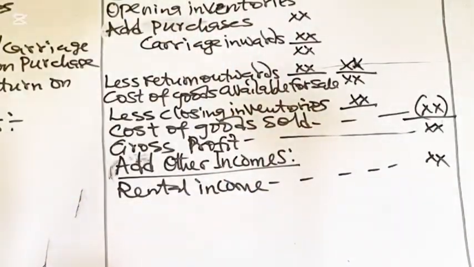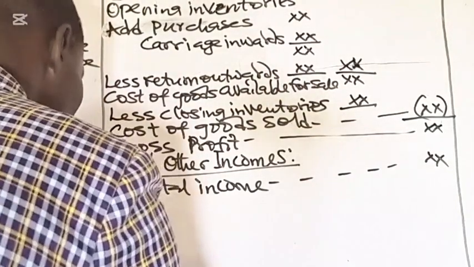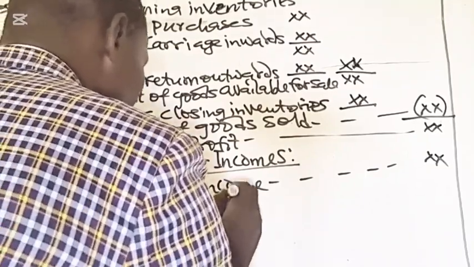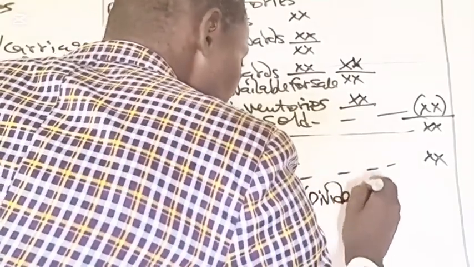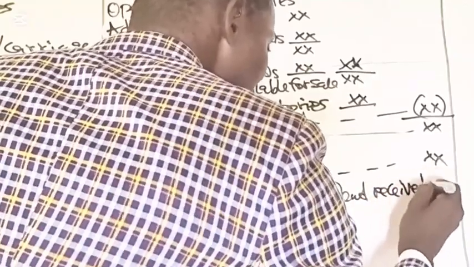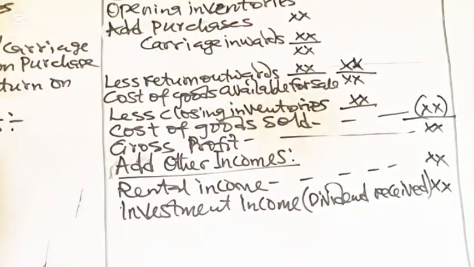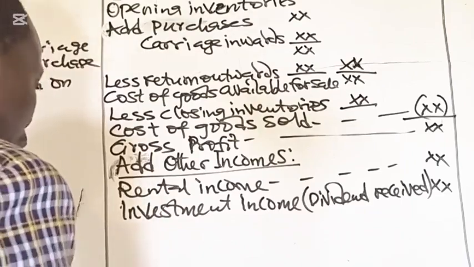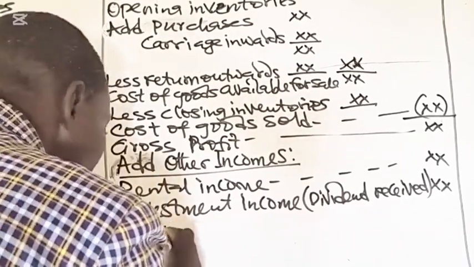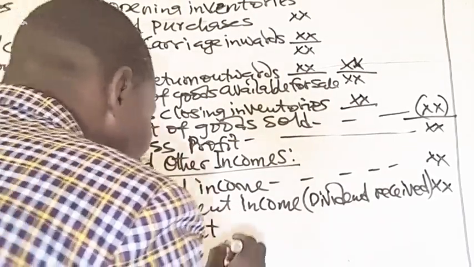The properties are your personal properties. You rented them out. Then the investment income, such as dividend received. Where the business invested in other business or businesses, then the income from that business must form part of your income. You add them to your gross profit. Then after this, you might also have discounts received, where you pay promptly. Discount received.